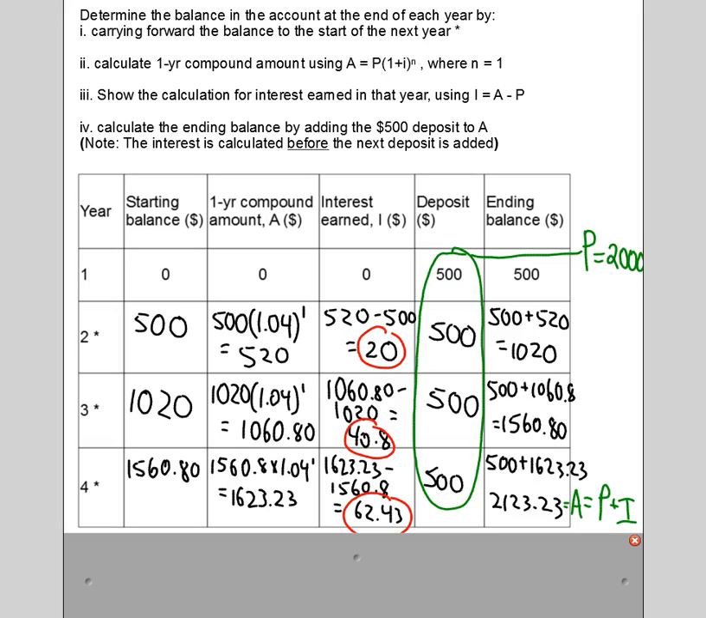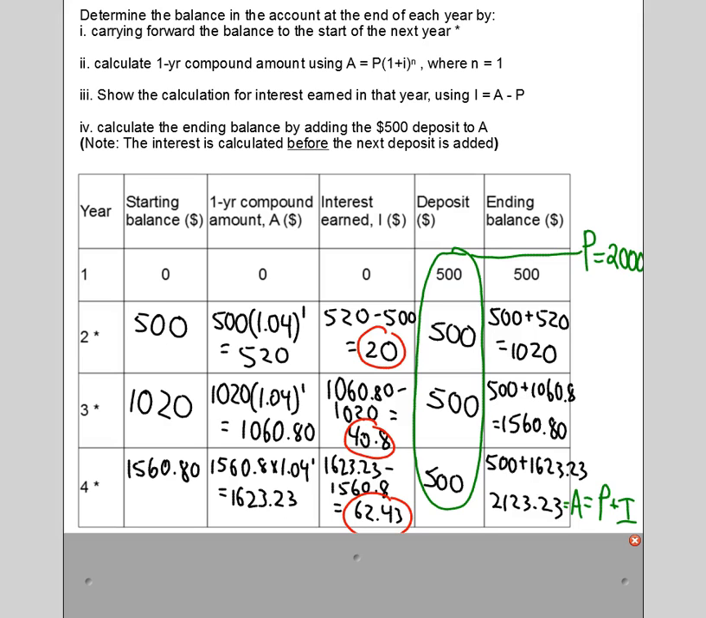But the crucial thing to remember is that for an ordinary simple annuity, the deposit is made at the end of the year, and that deposit is only added onto the interest earned for that compounding period after, because of course you don't earn interest on money that you've just deposited. It's money that's been in the account for that entire compounding period.